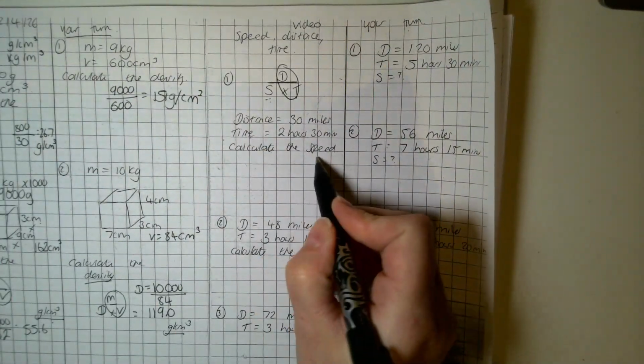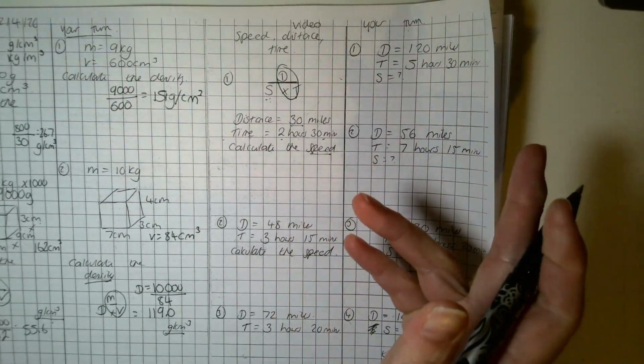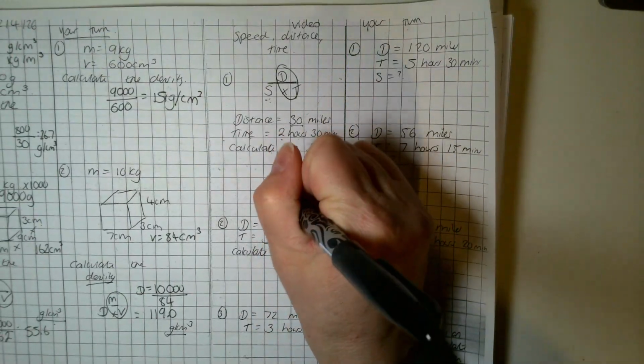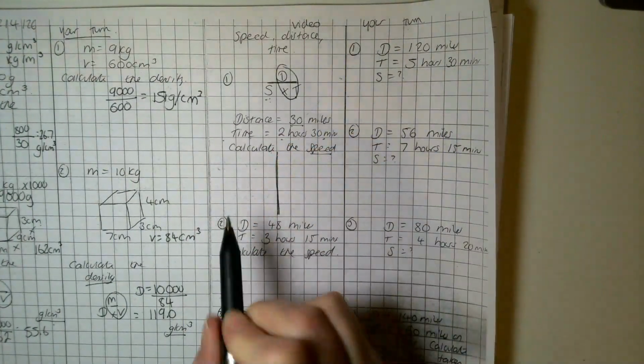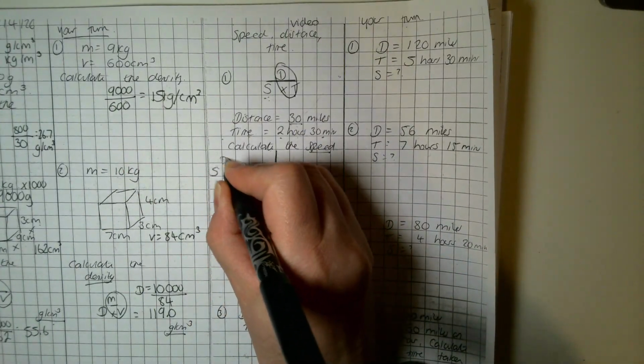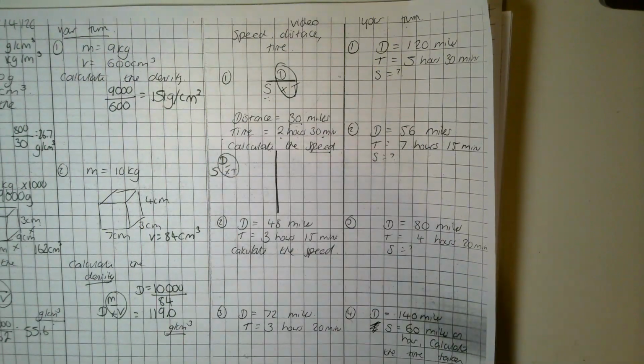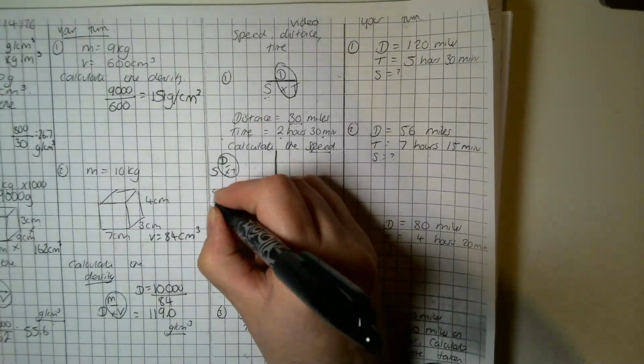So we want to calculate the speed, a 30-mile journey, 2.5 hours. Now you do have two options. I'll show you both options. For both of them, we're going to do speed equals distance over time. So we're going to have to do the distance divided by time to get the speed.